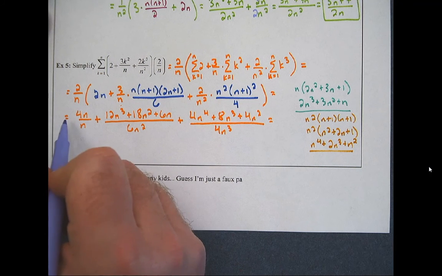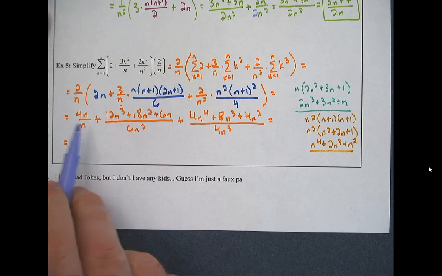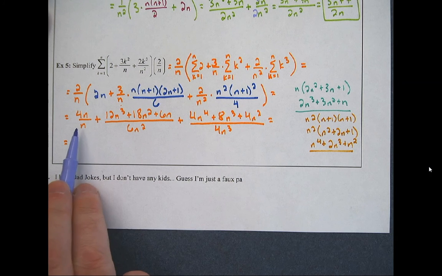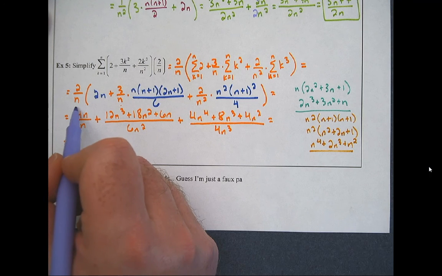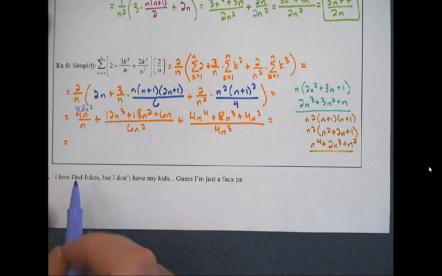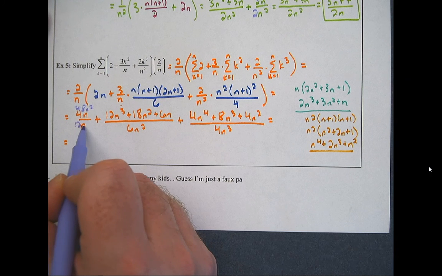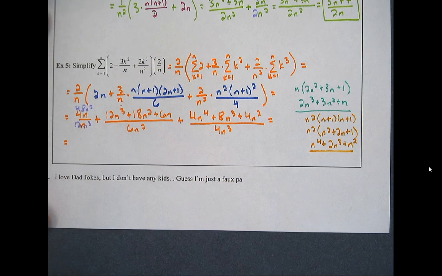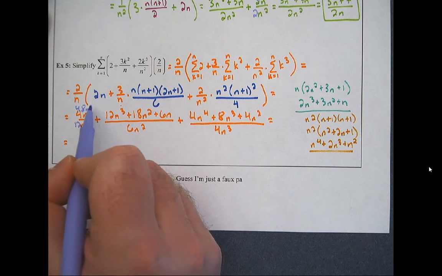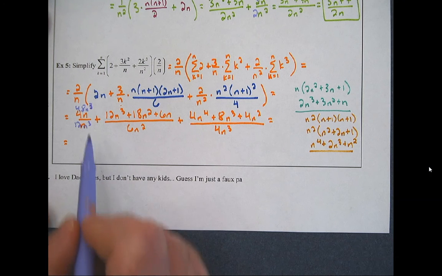I'm going to times this one by, I'm just going to write it over the top. I'm going to times by 12n squared. So this would become 48n squared over 12n cubed. No, 48n cubed, because we're timesing by n squared. 48n cubed over 12n cubed.